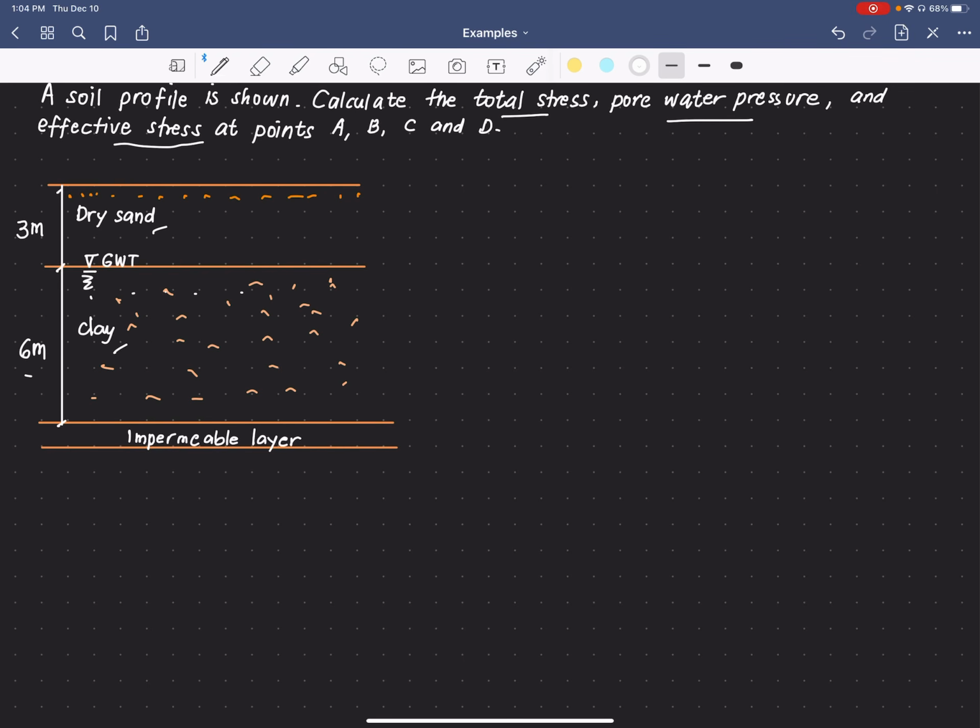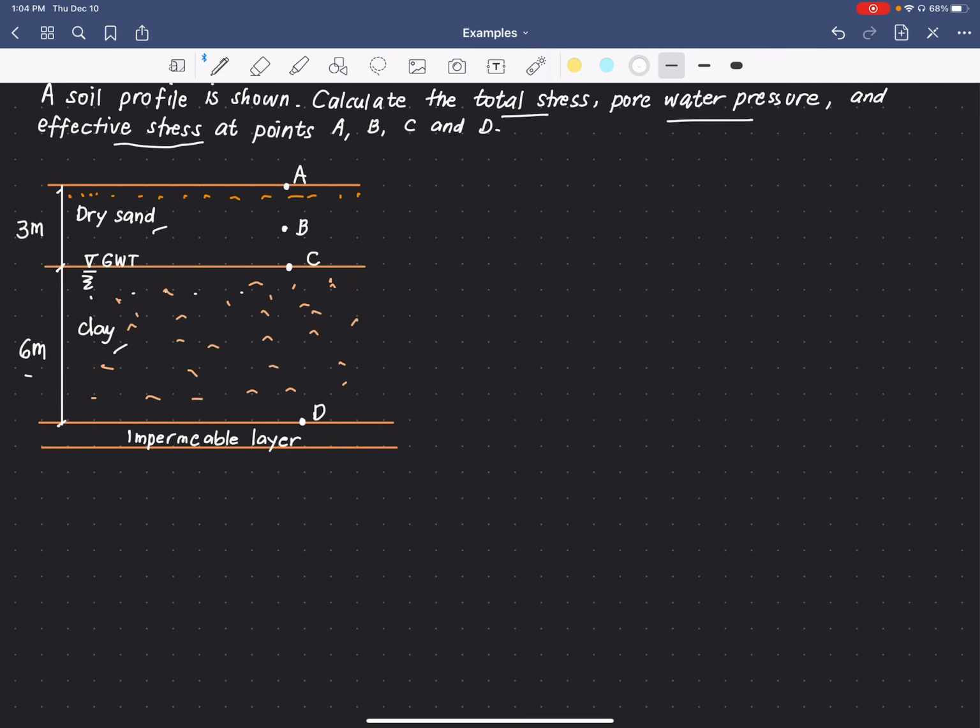So where are these points? This is point A. This is point B, which is located at the center of the dry sand. Point C here, and point D. We are asked to determine the total stress, the pore water pressure, and the effective stress at these 4 points. The parameters given for the soil layer are the following.